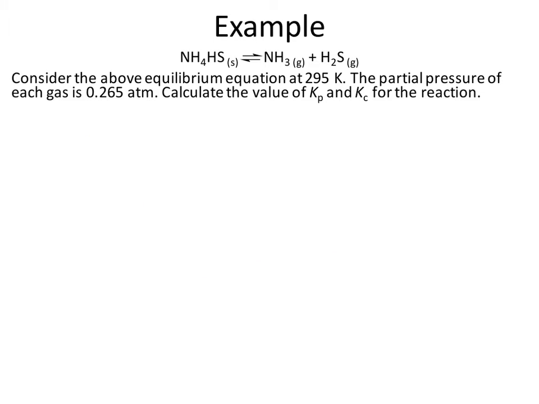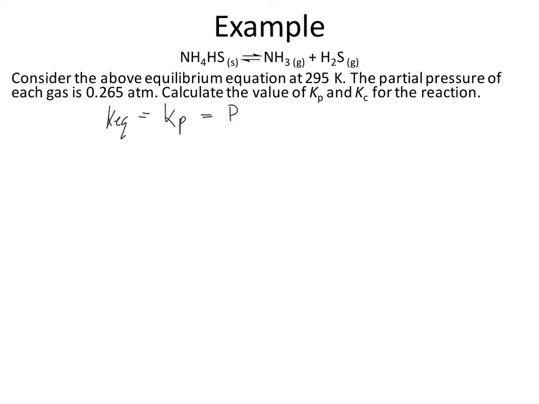Here's another example that we have. In this case, consider the above equilibrium equation. It says at 295 degrees Kelvin, the partial pressure of each gas is 0.265 atmospheres. Calculate the value for Kp and Kc for the reaction. Okay, so Kp, once again, is just going to be our equilibrium expression. So we have, if I look at our K equilibrium, that's our products over our reactants. So in this case, we're going to do Kp, so we're going to look at partial pressures. Our partial pressures is going to be our products over reactants.